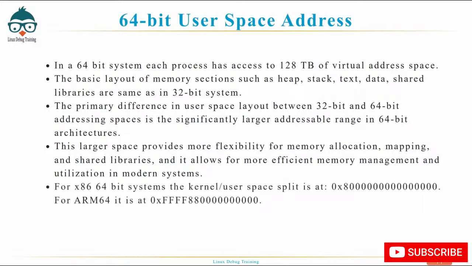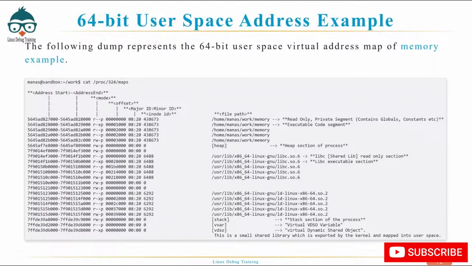For x86 64-bit systems, the most popular kernel user space split is at address 8, all zeros, and for ARM64, it's at FFFF88, all zeros. Other architectures may use different schemes. In this slide, we will take a more detailed look at the user virtual address space for 64-bit systems.